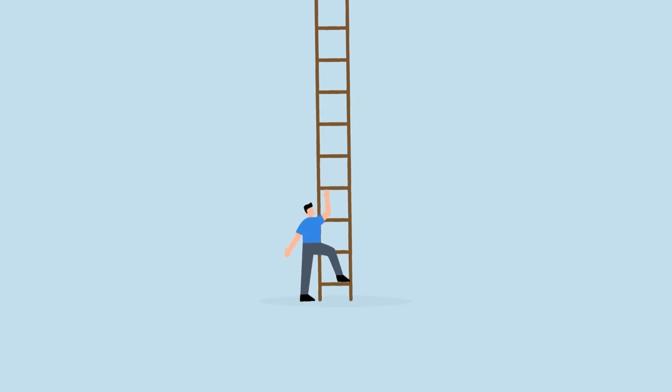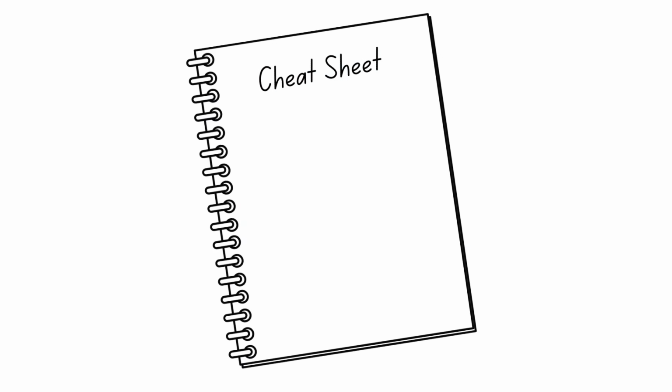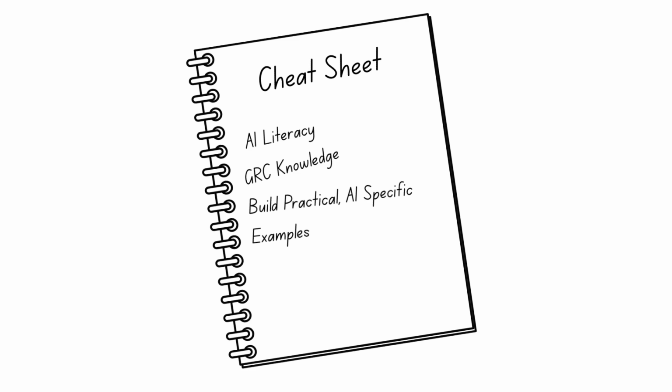So, if you're starting from scratch, don't try to learn everything at the same time. Start with enough AI literacy to understand the system. Build enough GRC knowledge to understand the management side of things. Then start connecting those ideas through AI-specific risk, governance frameworks, and practical examples. That gives you a much stronger foundation than jumping straight into the first paid training you find or trying to memorize every framework all at once.